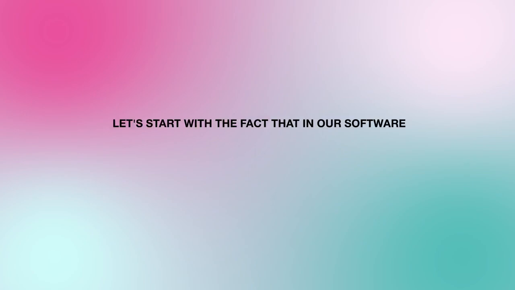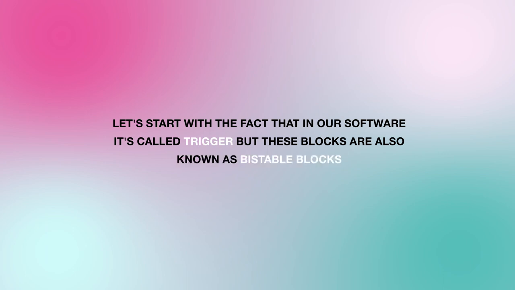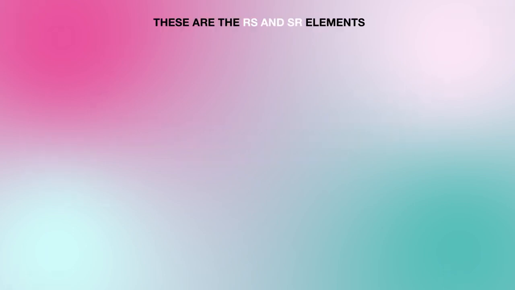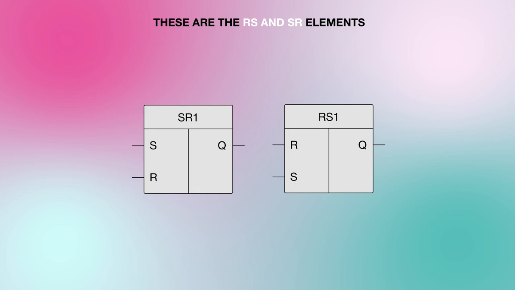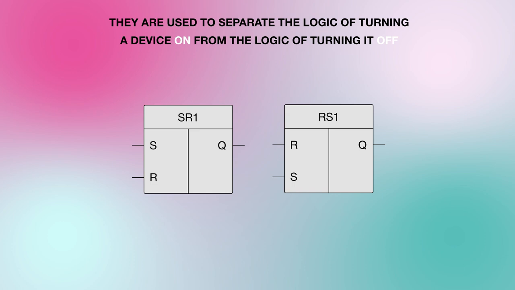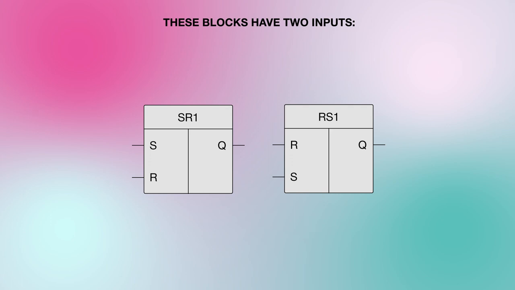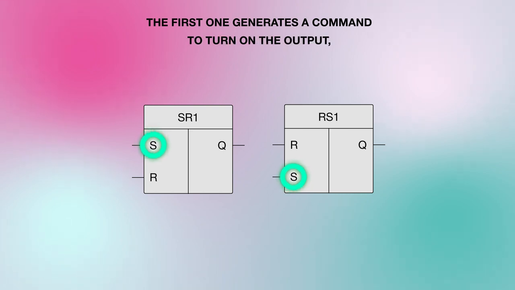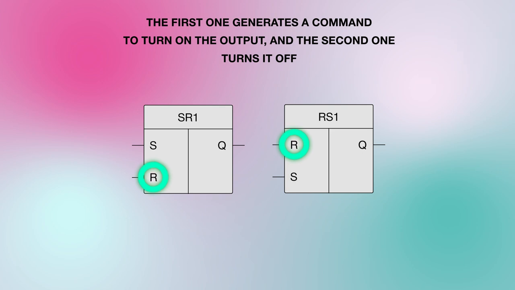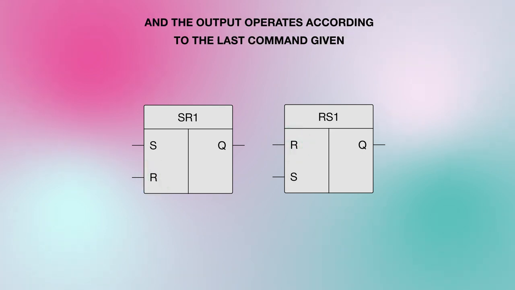Let's start with the fact that in our software it's called trigger, but these blocks are also known as bistable blocks. These are the RS and SR elements. They are used to separate the logic of turning a device on from the logic of turning it off. These blocks have two inputs, set and reset. The first one generates a command to turn on the output, and the second one turns it off. And the output operates according to the last command given.